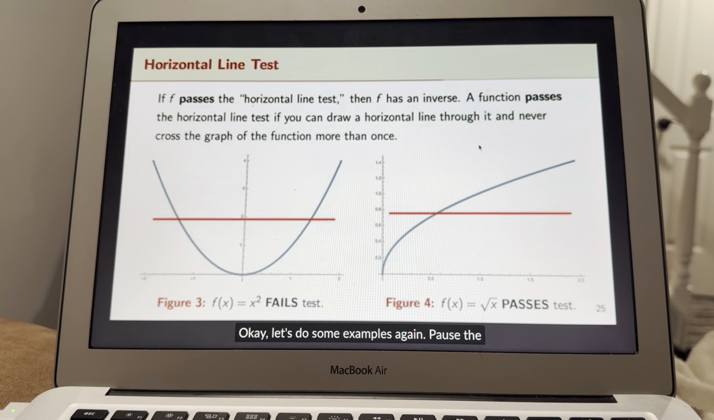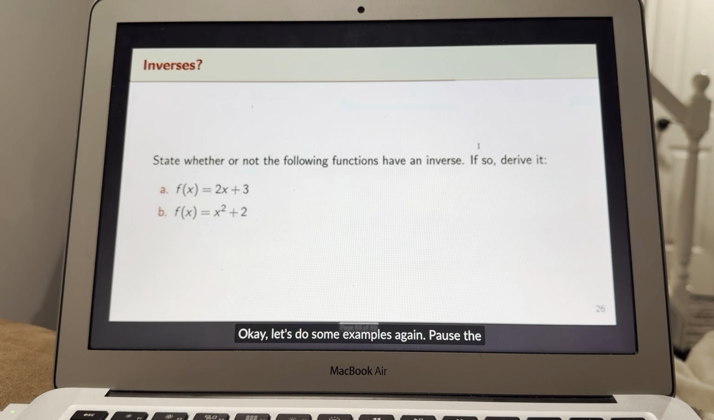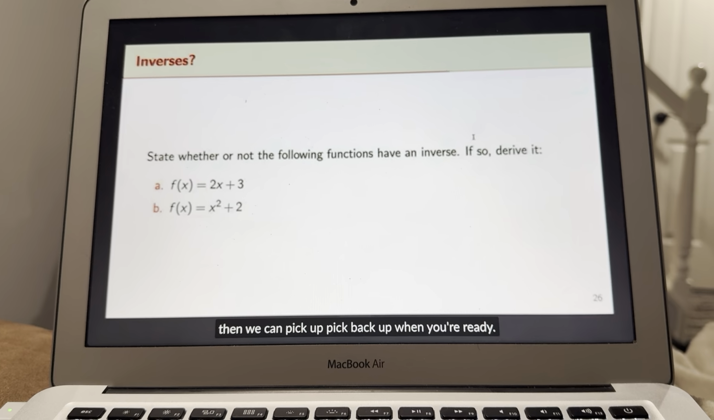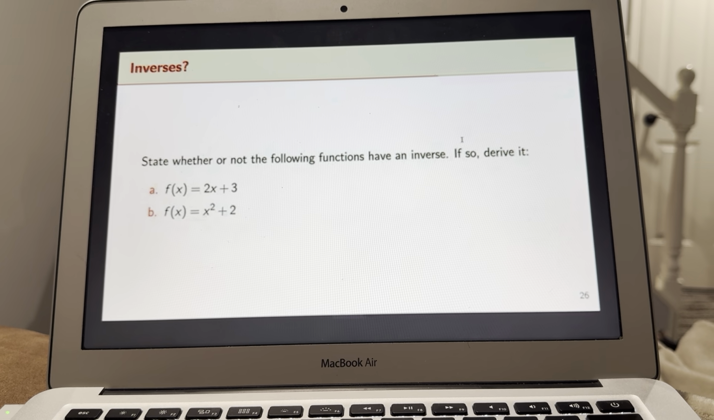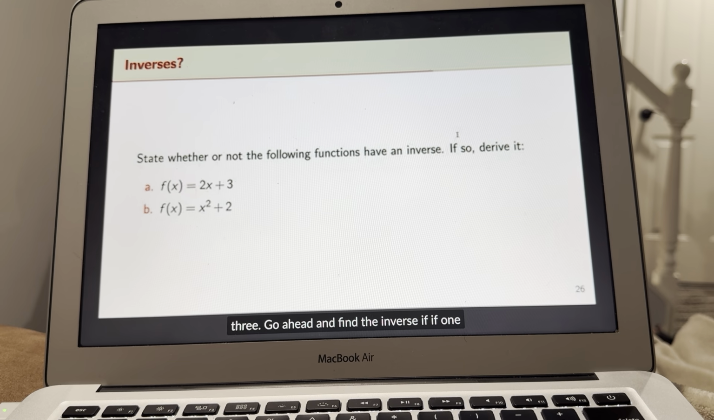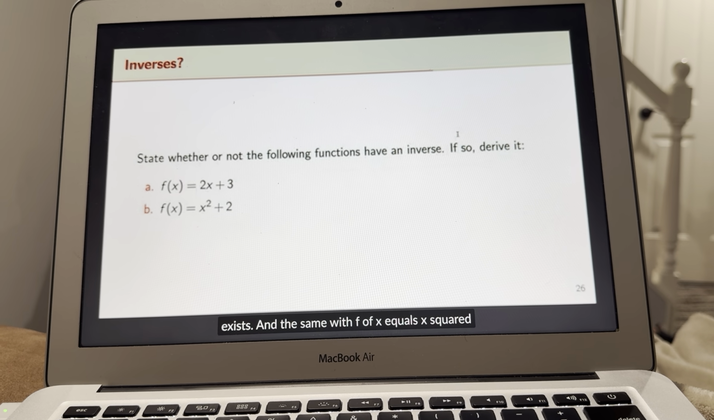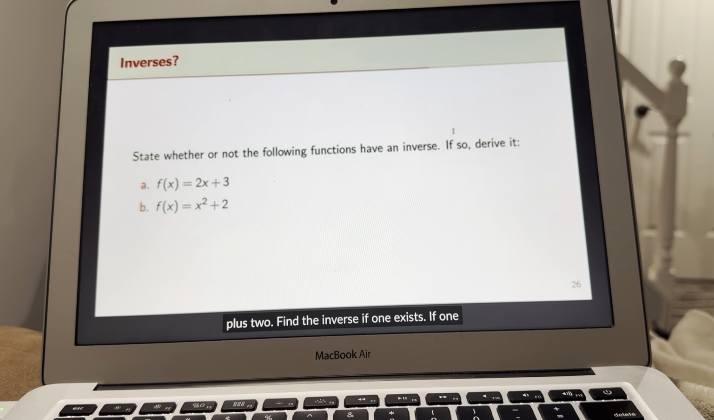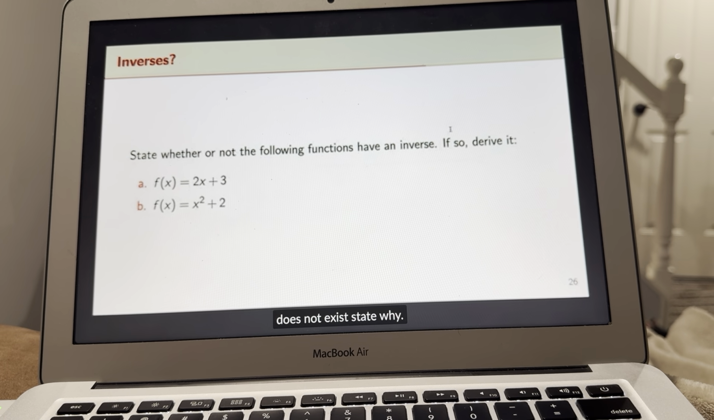Okay, let's do some examples. Again, pause the video if you'd like to do these on your own, and then we can pick back up when you're ready. So we have two examples, f of x equals 2x plus 3. Go ahead and find the inverse if one exists. And the same with f of x equals x squared plus 2. Find the inverse if one exists. If one does not exist, state why.